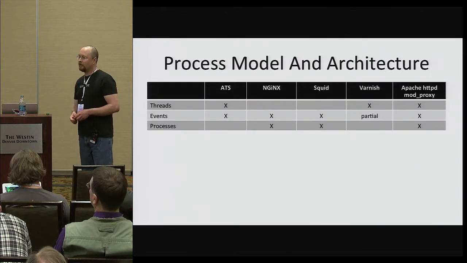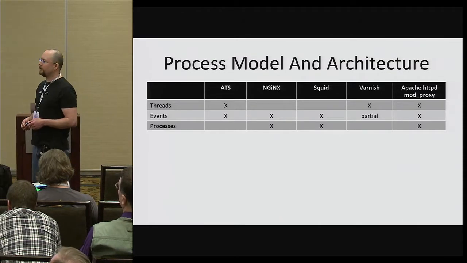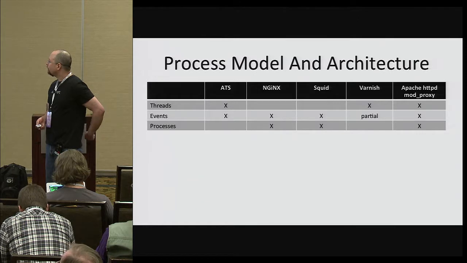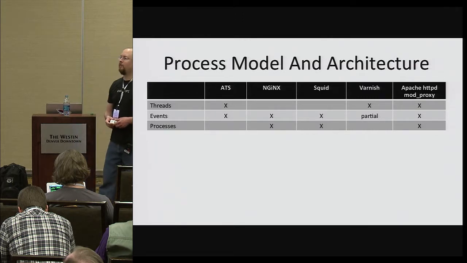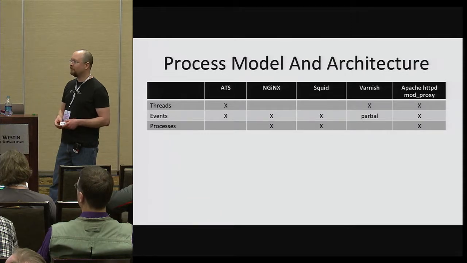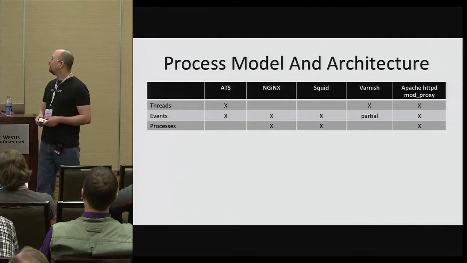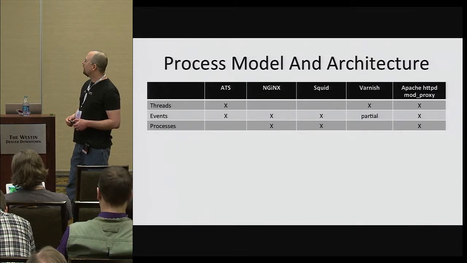And this is just a table that talks about which proxy servers use which type of process model. ATS uses multi-threading, and it also uses events. Nginx uses events, and then multiple processes. Squid, same thing as Nginx. Varnish uses a boatload of threads, one for every request. So when you're benchmarking, you have a lot of connections, you'll see a lot of threads spinning up, and you'll see a lot of context switching. It does some stuff with events, but it's mainly thread-based.